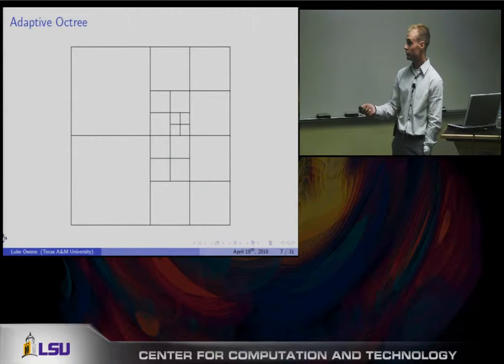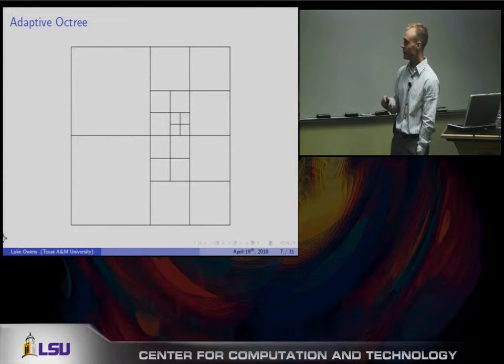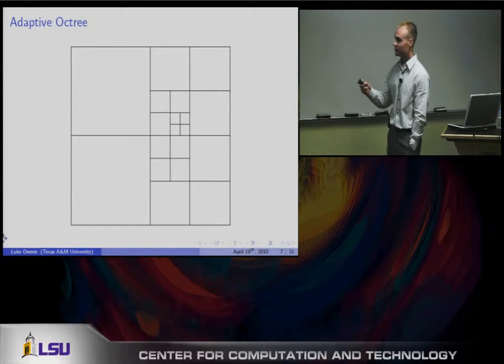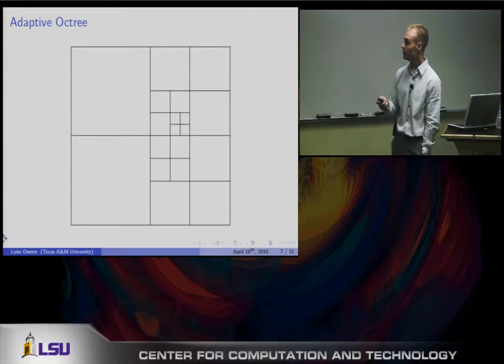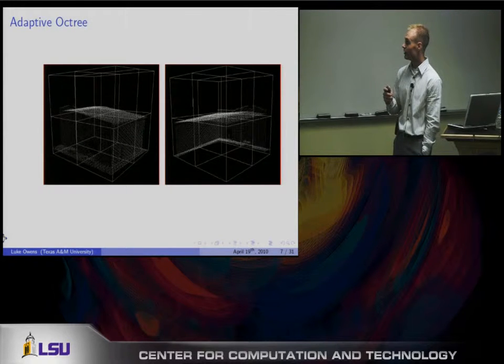All right. So here's adaptive octree, but not really. We flattened an adaptive octree. We call that a quad tree. So it's easier to visualize in 2D. Okay, and so here's our octree, which you can sort of see.